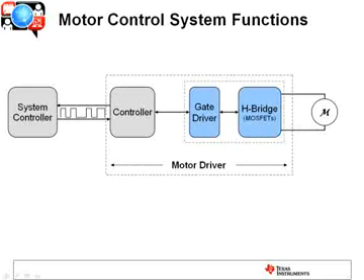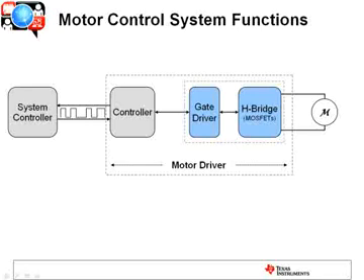We've got a functional diagram here of a motor control system with the left-hand side showing the system controller, and in this diagram we're showing it communicating with the motor controller via a bus such as a CAN or RS-485. You've got the gate driver and the H-bridge.